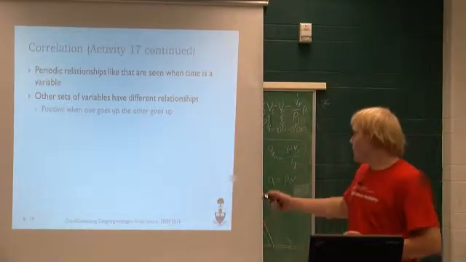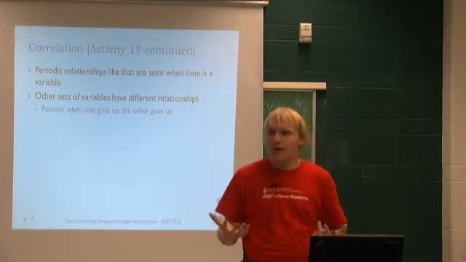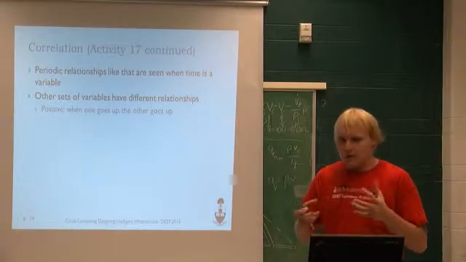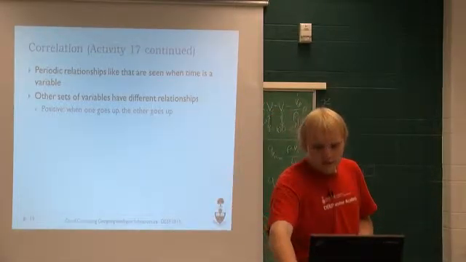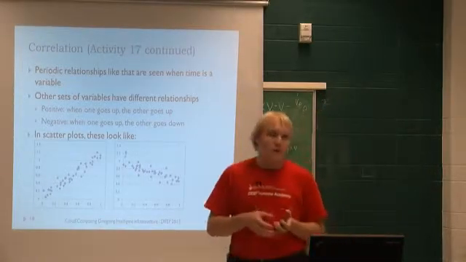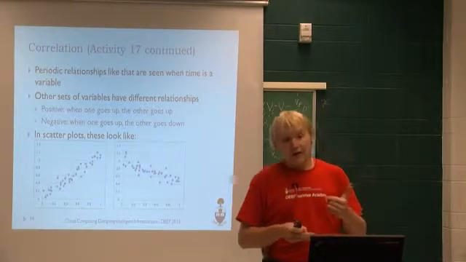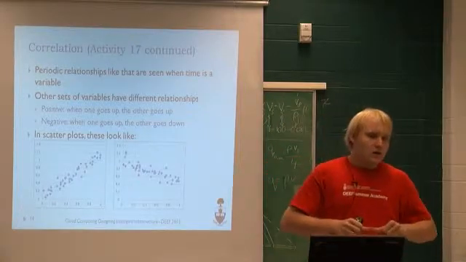So periodic relationships, like what I showed you with going up and down in weekends, tend to occur more when time is the variable. Other sets of variables where one of which is not time tend to have slightly different relationships. So positive and negative are two ways we qualify these, where one goes up, the other goes down. That's negative, and they both covary the same is positive.